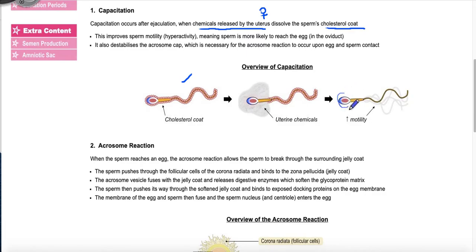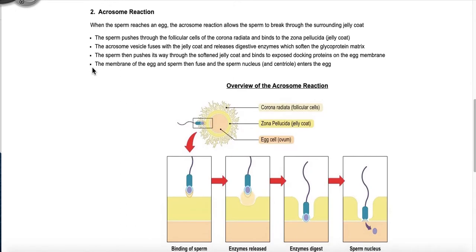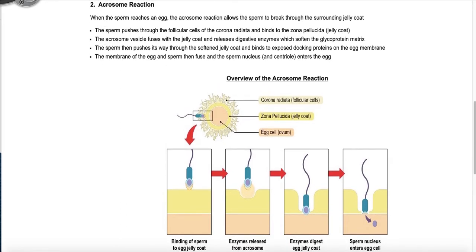Also, the acrosome cap destabilizes because the acrosome is what's going to penetrate the egg, and then it needs to release those enzymes to burrow through that jelly coat or zona pellucida. All right, then we see the acrosome reaction here, and this is when the sperm actually reaches the egg, and the sperm has to dissolve that jelly coat. The sperm has to dissolve that zona pellucida.